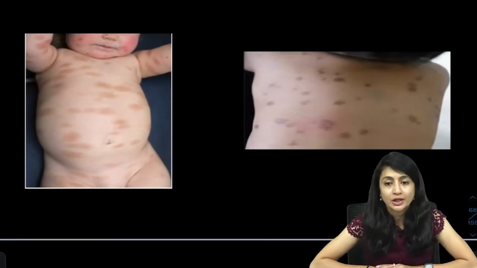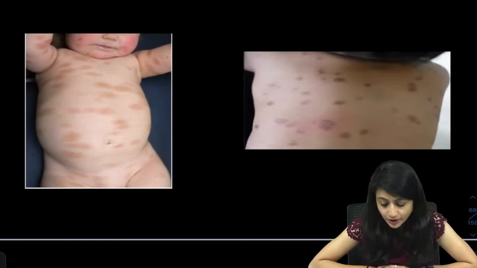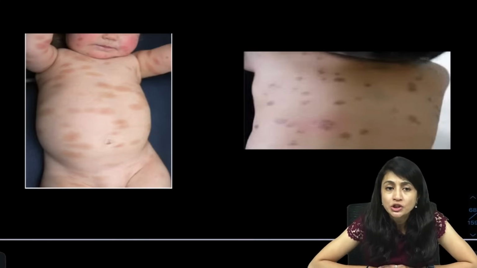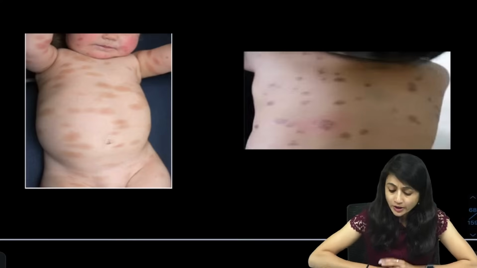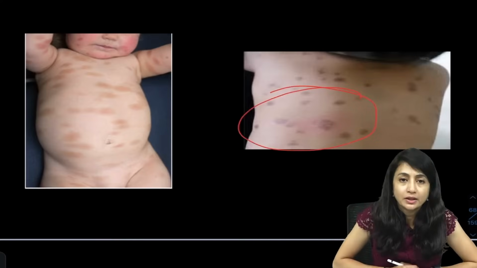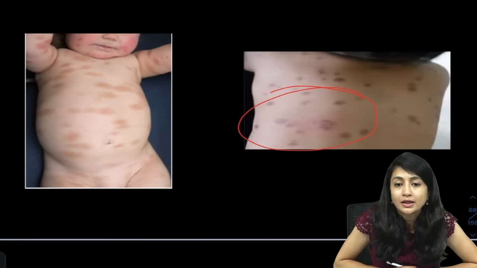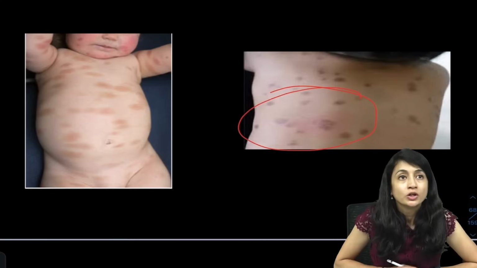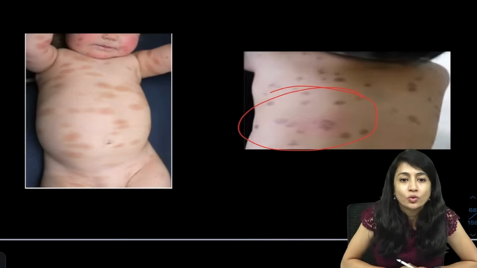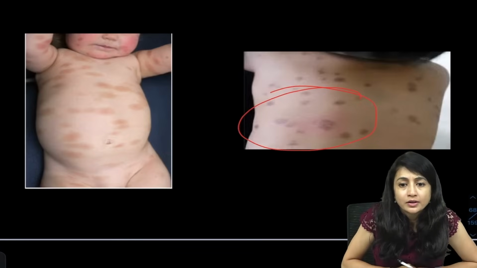An 18 months old child is brought by mother with these lesions on the trunk. The child is usually irritable, itchy. My question to you is, what is this sign that I have depicted here? Sorry guys, I think I'll go a little quicker because I want to cover more topics.